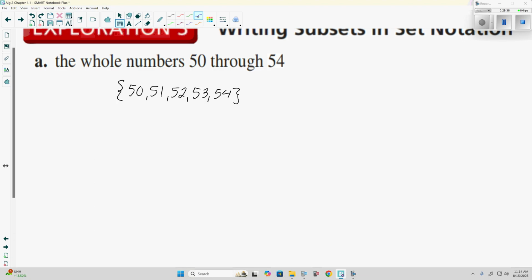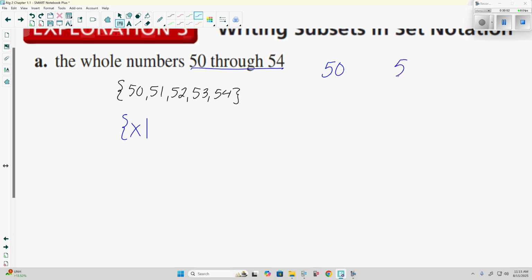Oh, if we wanted to do set builder, so if we did all real numbers instead of whole numbers, we would start off with brace x bar, yes? But we need a way to describe 50 through 54 as an inequality. But we do have 2 endpoints, yes? One of them is what?